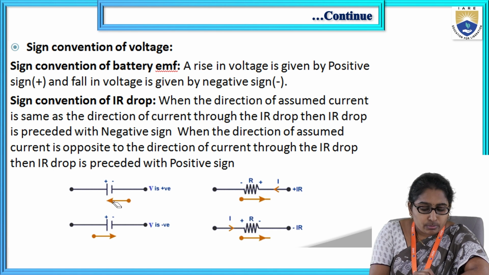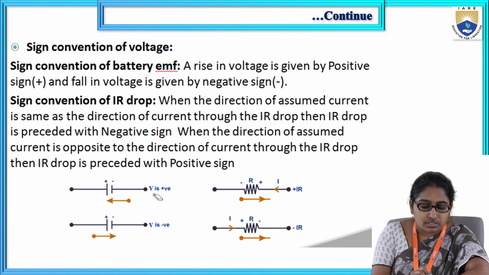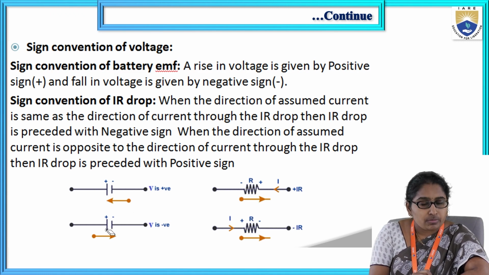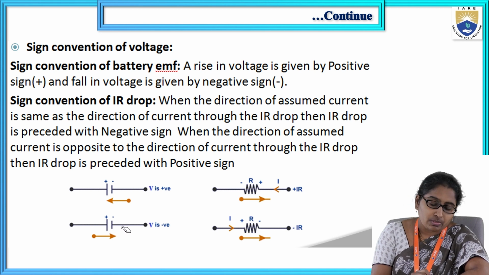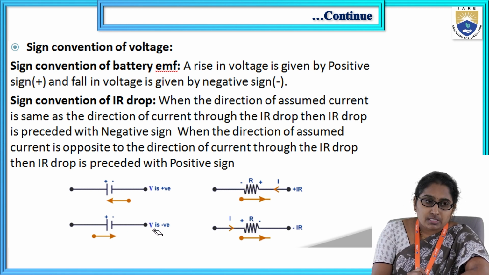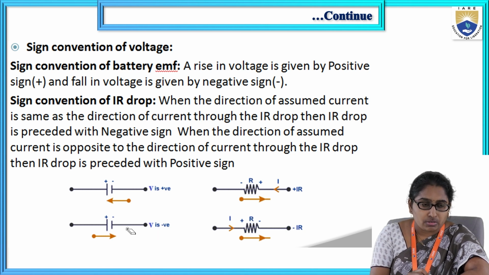Here this orange color arrow shows our moving direction. So we are moving from negative terminal to positive terminal of the battery. That means from lower potential point to higher potential point, that means rise in voltage. In that case, V, this battery voltage, is taken as positive. Next, for the same battery, but we are moving in the other direction, from positive terminal to negative terminal of the battery, then V is negative, a fall in voltage.